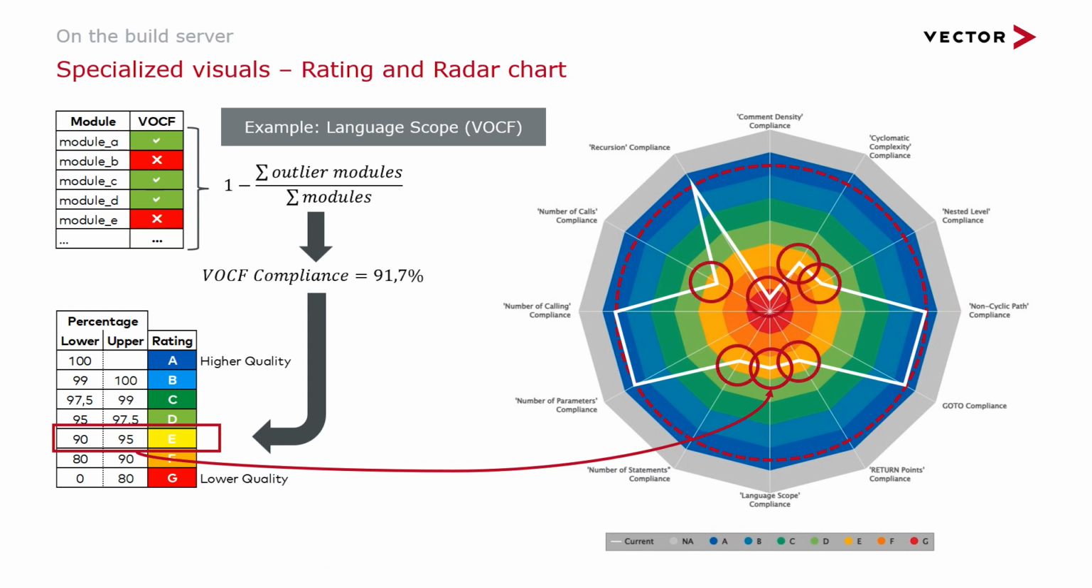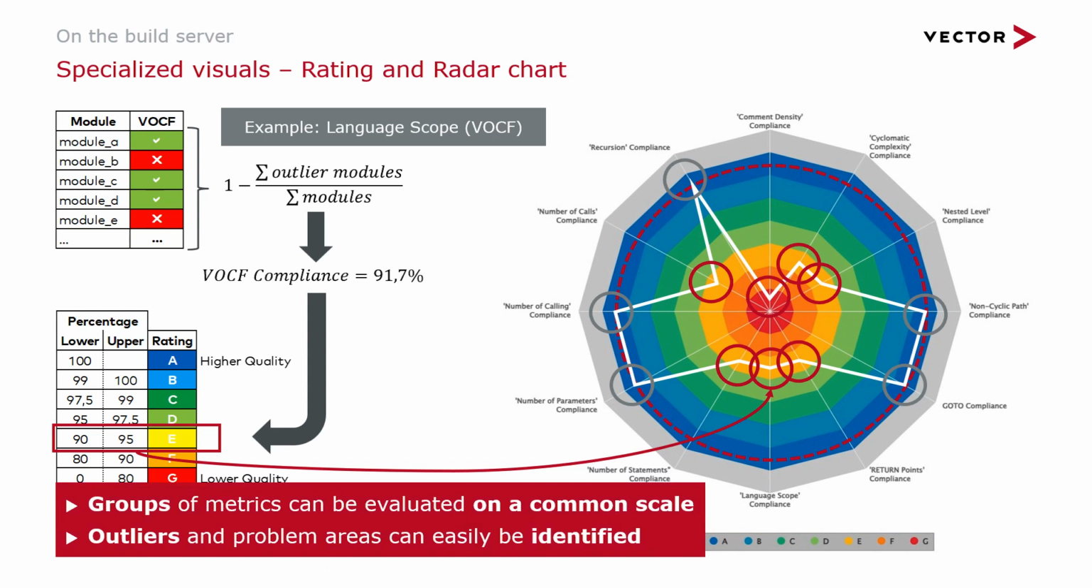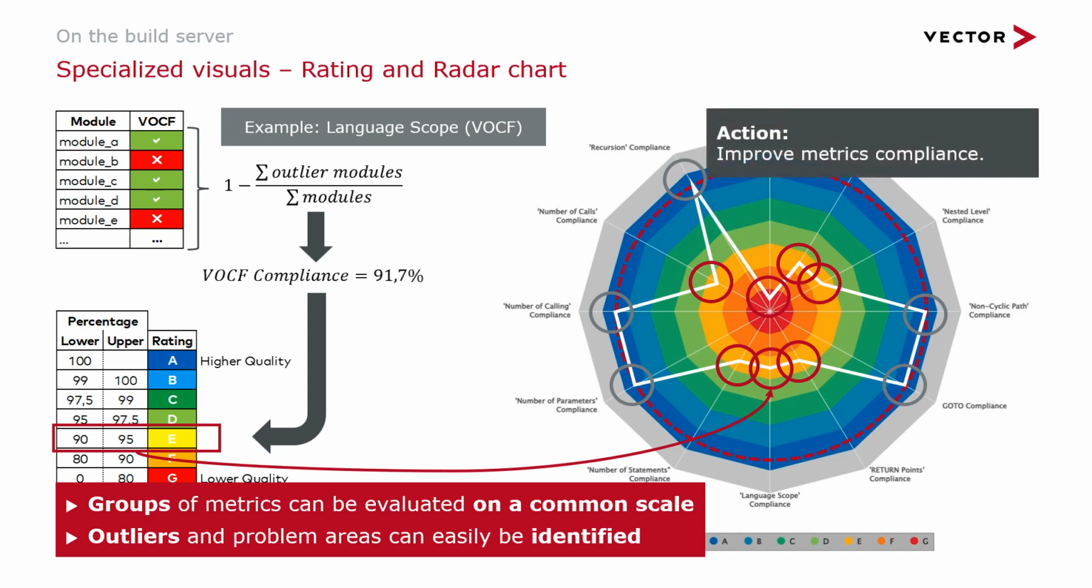And like that, we can easily identify all the metrics that are not within target range, and we can also see the metrics that we already comply with, where we don't have to put additional effort into it. Groups of metrics can be evaluated on a common scale, and the outliers and problem areas can easily be identified here. The action: improve metrics compliance, and then we can see which metrics we have to comply with.